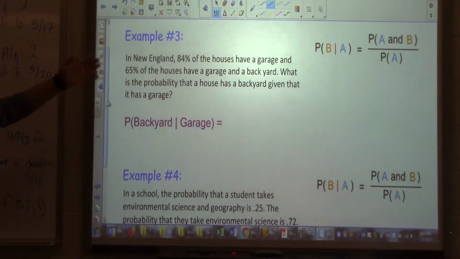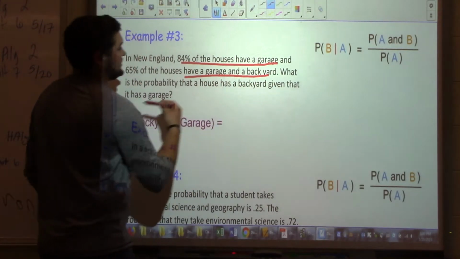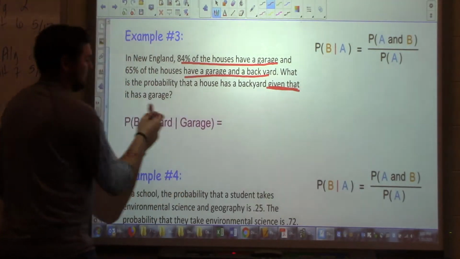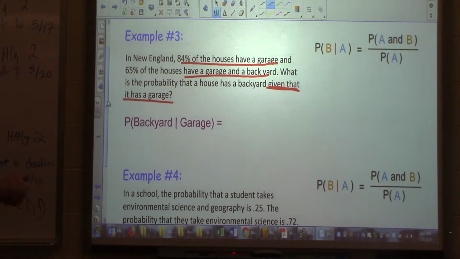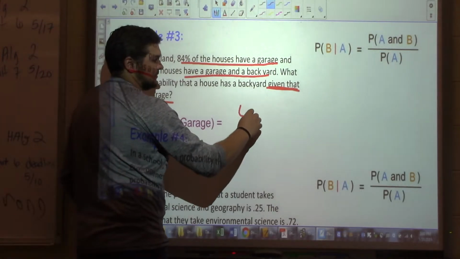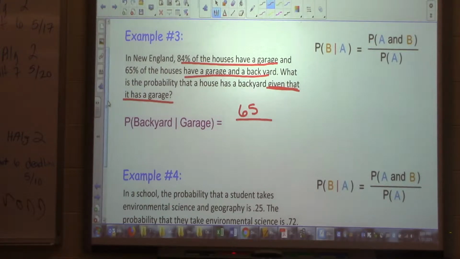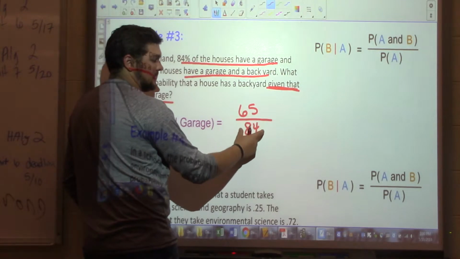In New England, 84% of the houses have a garage. 65% of the houses have a garage and a backyard. What is the probability that a house has a backyard given that it has a garage? So we want a backyard given it has a garage. The probability of both was 65 here. I'll do one as a whole number. 65 over the probability of a garage, which is 84. Because it's the probability of both over the probability of your given.